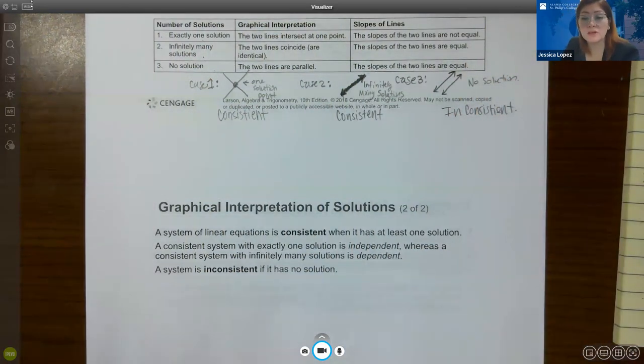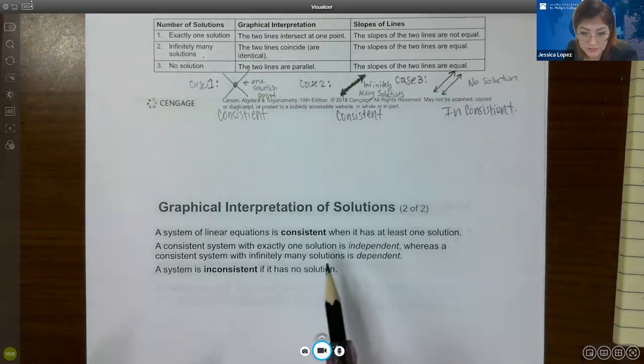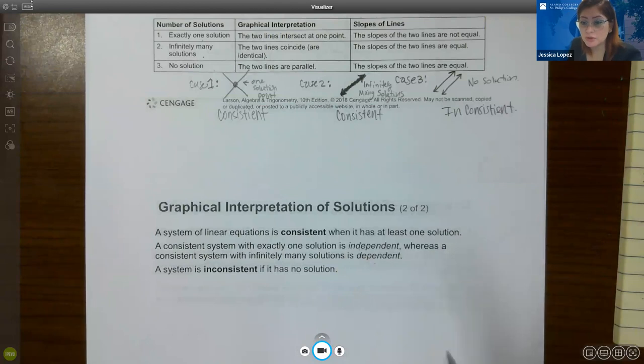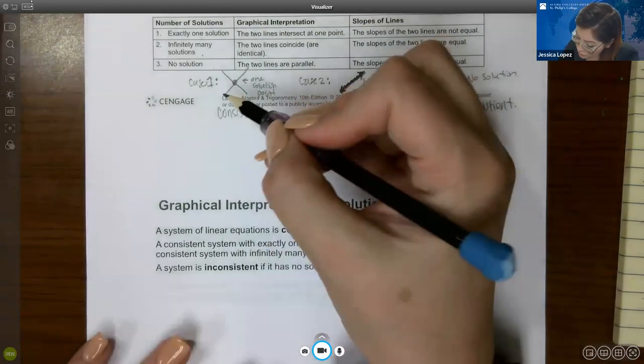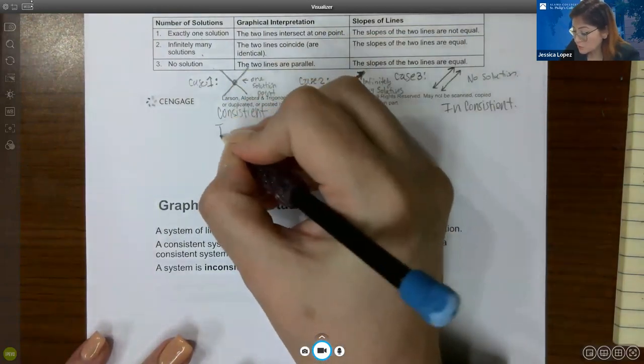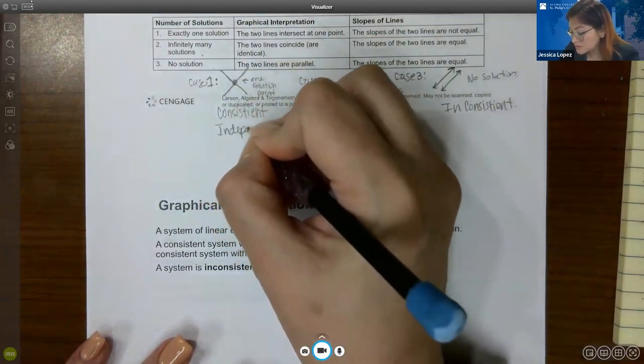Okay. Now here's another word that they're probably going to talk about. Oh, yep, there it is. It's called independent or dependent. Independent means that the two equations are completely different from each other. If you notice, this equation is different from this equation, so this would be an independent system.